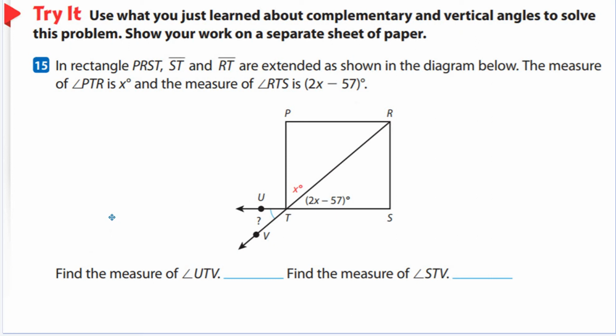In rectangle PRST, line segment ST and line segment RT are extended as shown in the diagram below. The measure of angle PTR is x, and the measure of angle RTS is 2x minus 57. Find the measure of angle UTV, and then find the measure of angle STV. Take your time. Show your work.